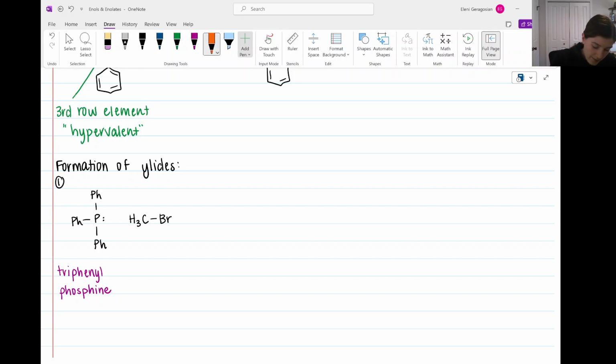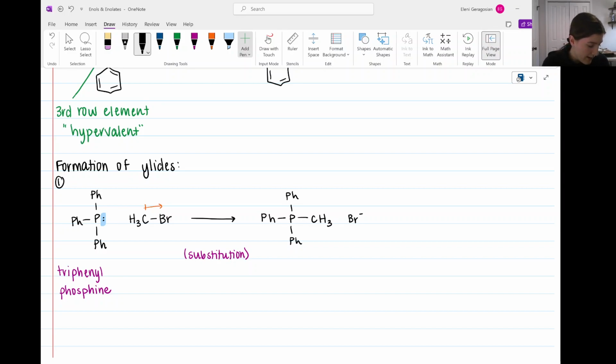Remember, this carbon to bromine bond is very polar. We have non-bonding electrons here on the phosphorus. So this would do a simple substitution reaction. Where we'd have the phosphorus still bonded to the 3 phenyl rings. And then now that phosphorus is bonded to the CH3 group, and bromine is the leaving group, so it leaves as an ion.